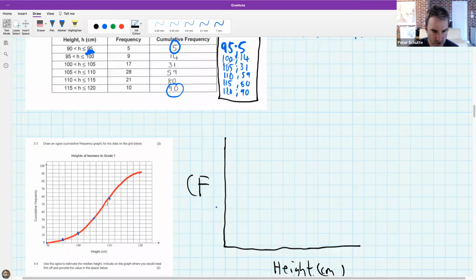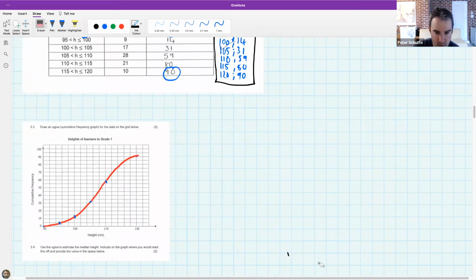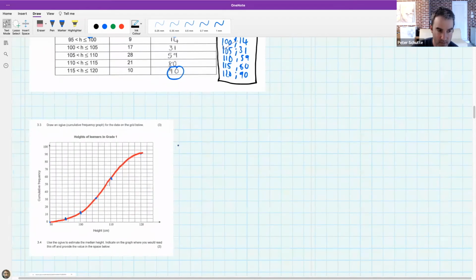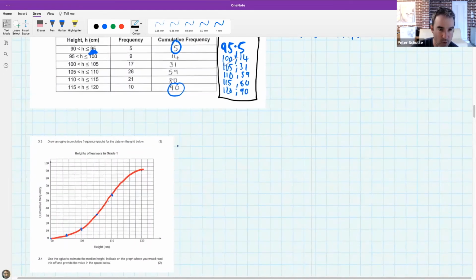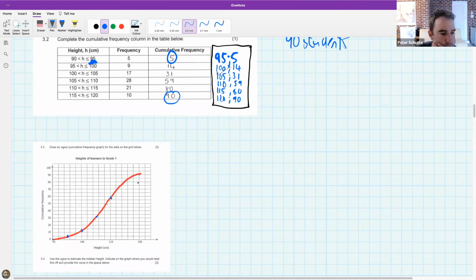Are there any questions about how I drew that ogive? Because if there aren't, I want to move on to the second part of this question, which is how would I estimate the median of this grouped data table using the ogive? How would I estimate the median? Because that's what the exam question actually says. It says use the ogive to estimate the median height. Indicate on the graph where you would read this off and provide the value in the space below. So are there any questions or comments about that?